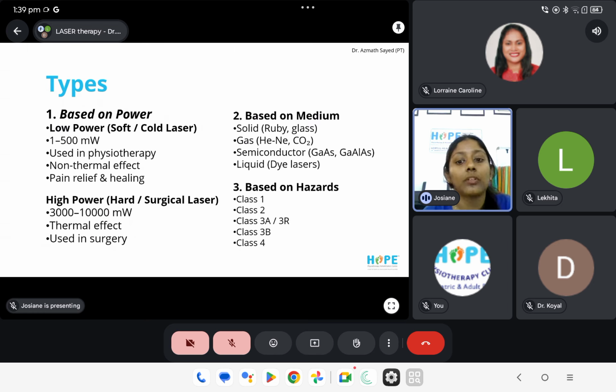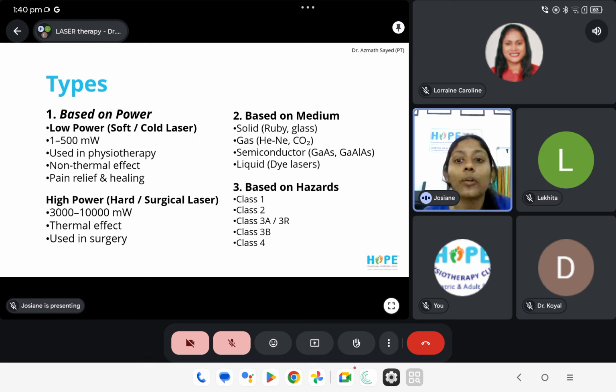So there are types of laser therapy. There are three types. First is based on power, second is based on medium, and third one is based on hazards. Based on power, there are two types: low power and high power. Low power, which is the soft or cold laser, is used for a non-thermal effect for pain relief and healing. High power is mostly used in surgery, so it's also called the surgical laser. It provides a thermal effect and it is used in surgery.